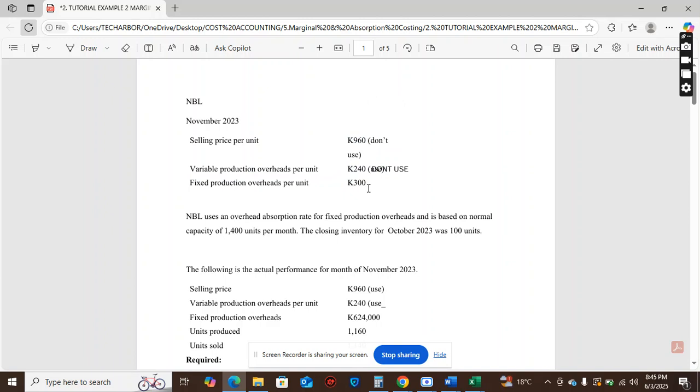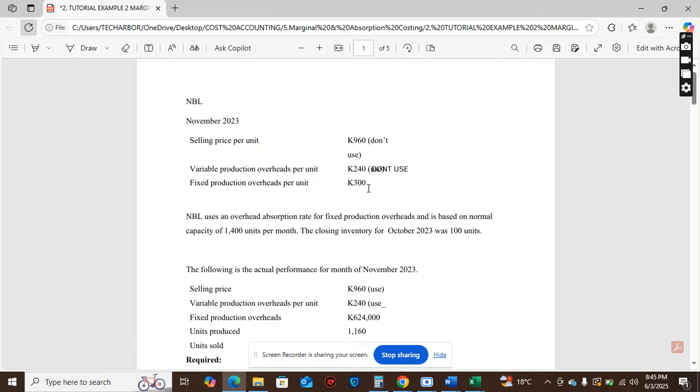But in case you calculate a new overhead absorption rate, then you will find that you have no over or under absorption, because that overhead absorption rate will be based on what has been produced that month. So you won't have any under or over absorption if you calculate a new one.